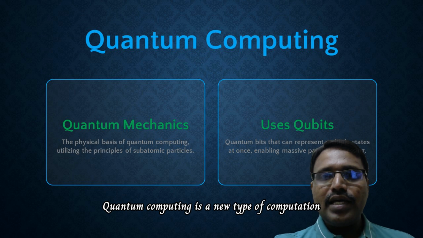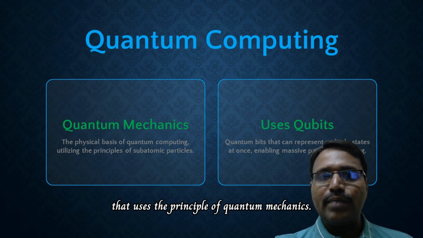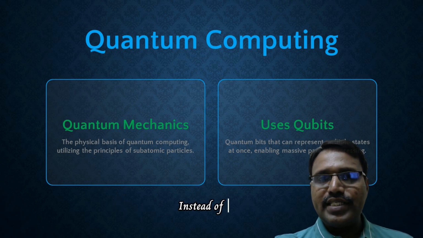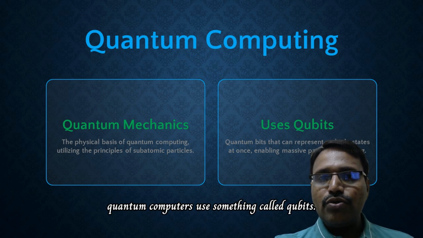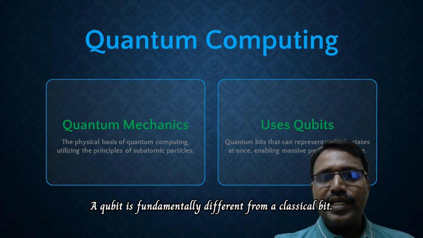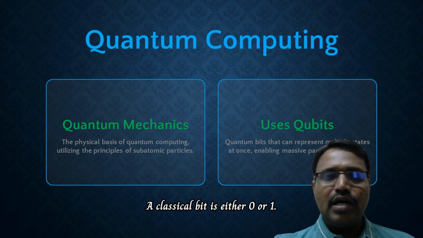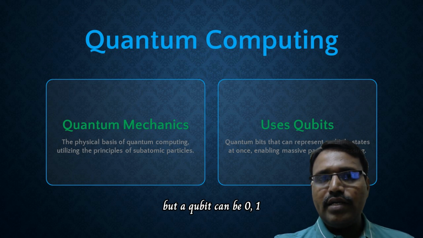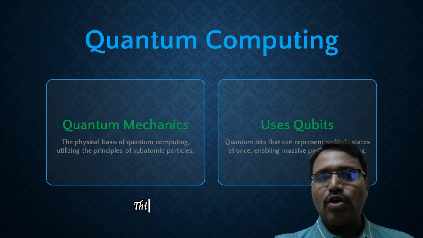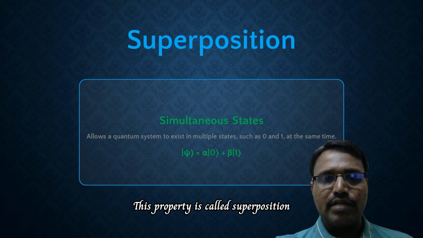Quantum computing is a new type of computation that uses the principles of quantum mechanics. Instead of bits, quantum computers use something called qubits. A qubit is fundamentally different from a classical bit. A classical bit is either 0 or 1, but a qubit can be 0, 1, or both at the same time. This property is called superposition.